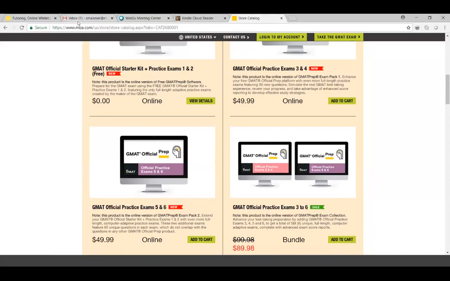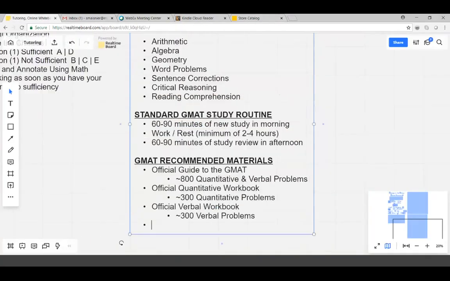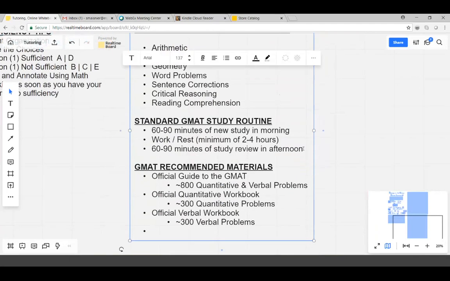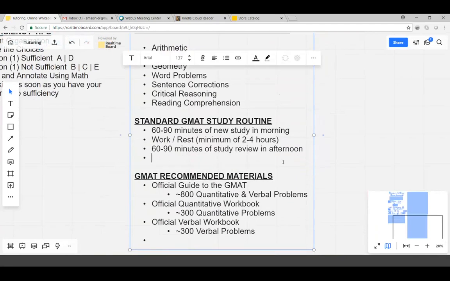I generally will recommend, if we're talking about the study routine, I guess I can add this in here as well, you want to budget 8 to 12 weeks minimum. And I'd say that generally 4 months is enough, so 8 to 12 weeks minimum for prep, but there's probably a max of 16 weeks.